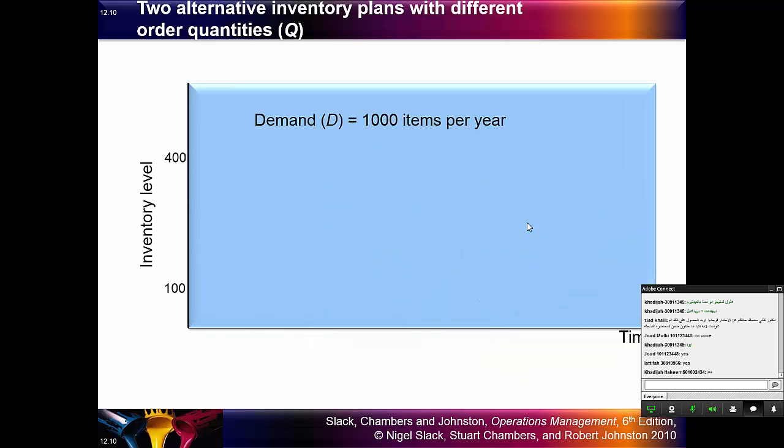This is a good example: the two alternative inventory plans with different order quantities. Here we have two plans for inventory.